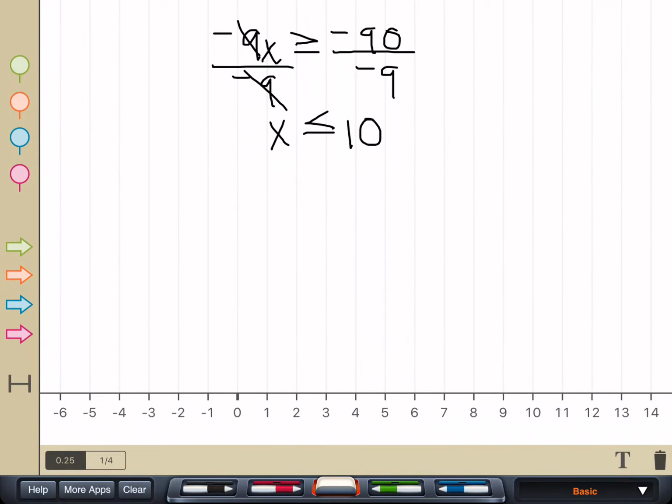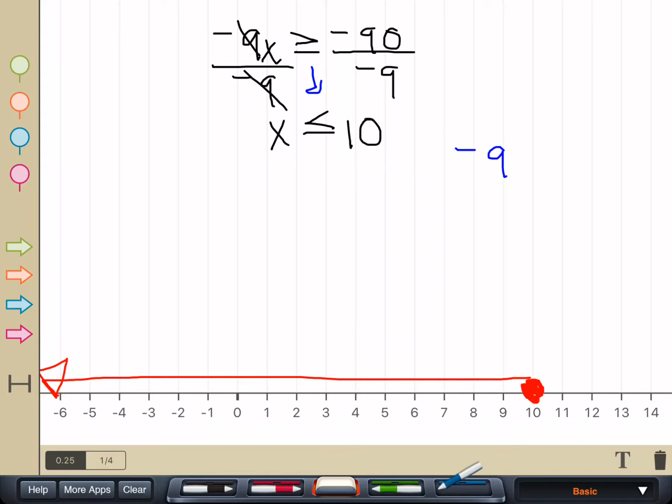So x can be any number that is 10 or less. So I'm going to color in the boundary point here to show that it can be 10, or it can be any number less than 10. So we're going to do that. Okay? Now, why did I flip the sign here? Well, let's go back to the original inequality.